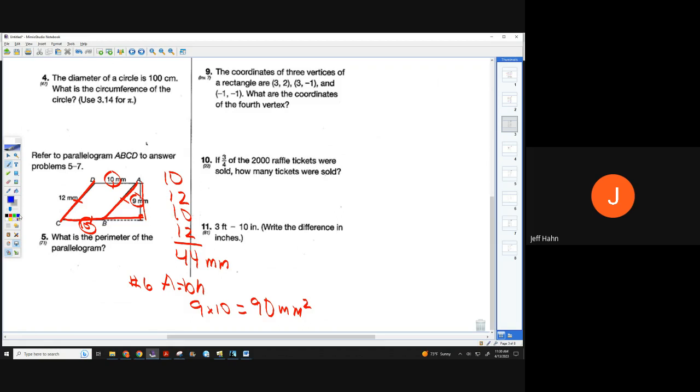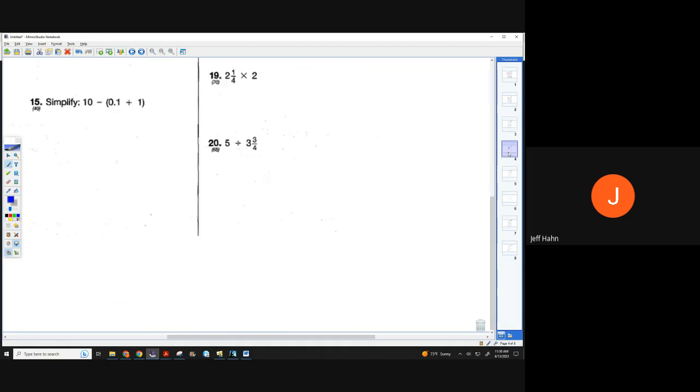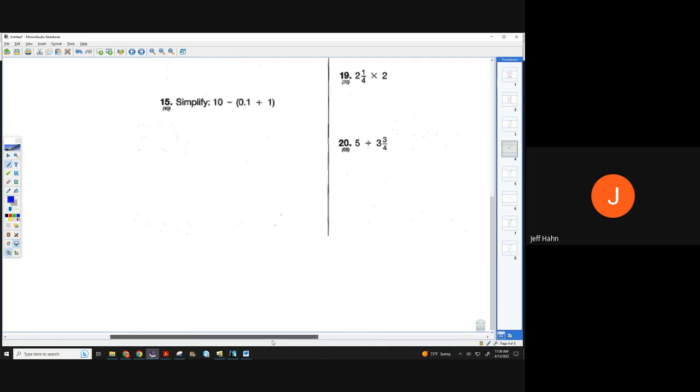Number 16 again should have been 0.15. Right? Was it 13? Number 13, if you missed one of these things here.